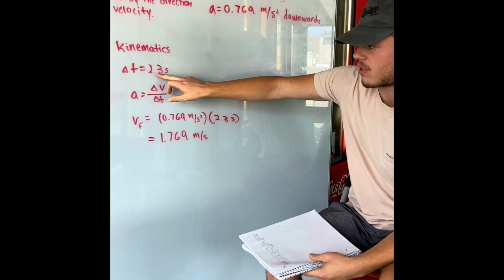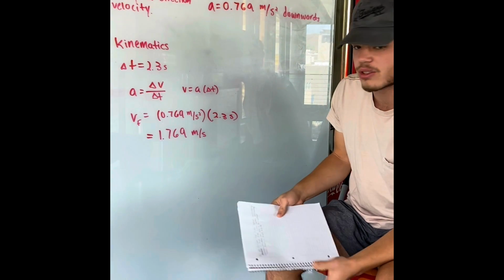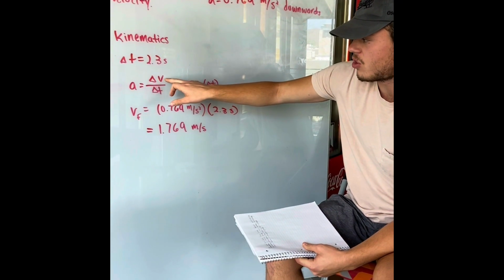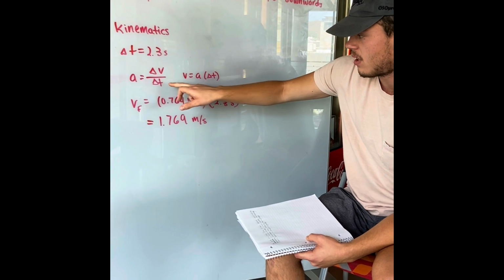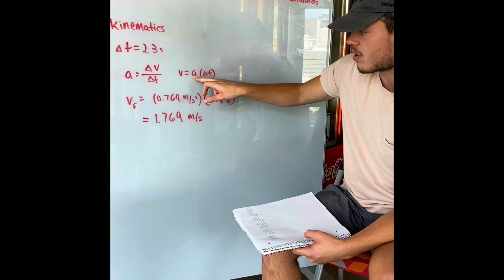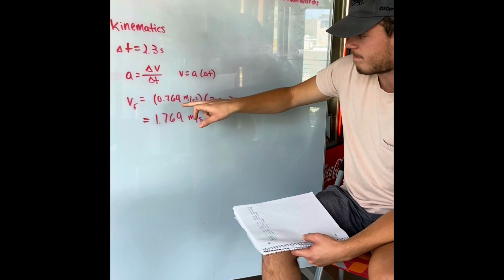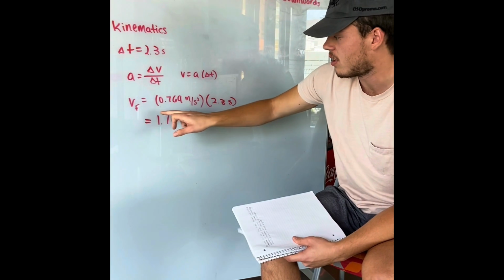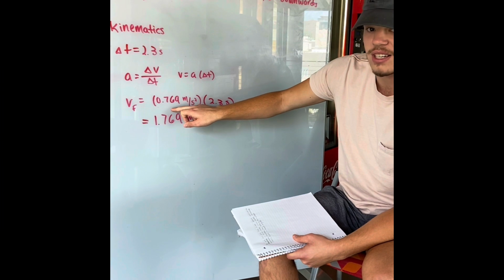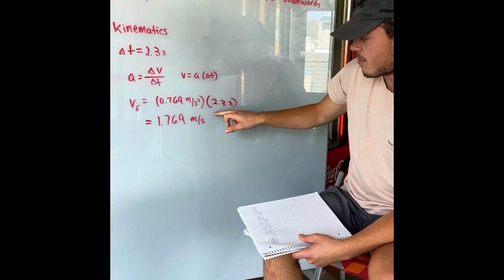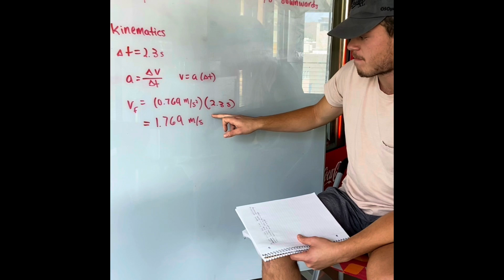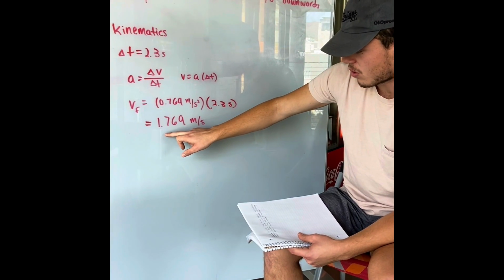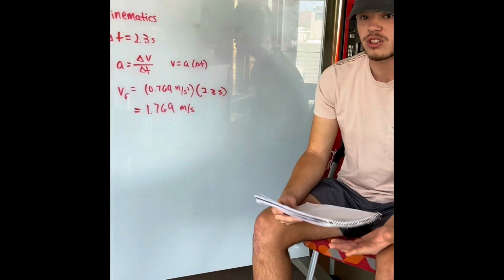The time accelerating downward was 2.3 seconds as she's going down. So we do the same thing. We have acceleration equal to change in velocity over change in time. Set that to velocity equals acceleration times the change in time. And so we have V final equal to 0.769 meters per second squared times the 2.3 seconds it takes. And we have that equal to 1.769. So as you can see, the time spent accelerating downwards is more than the time spent accelerating upwards. Therefore, the velocity traveling down is much higher.